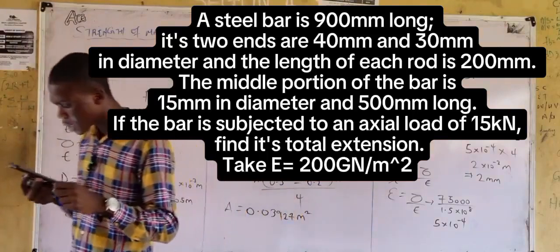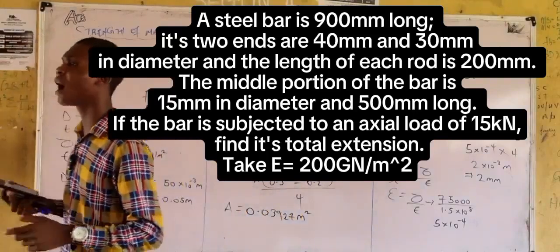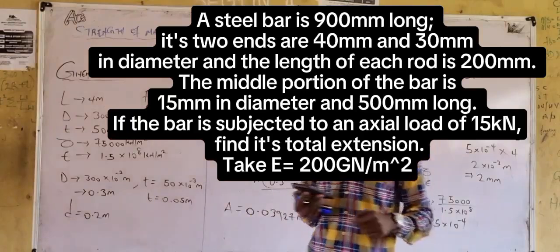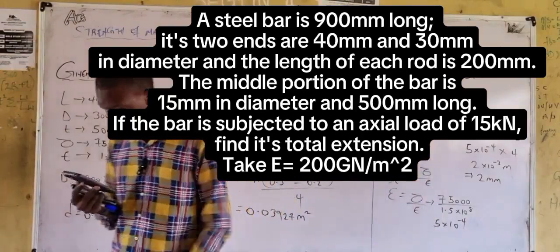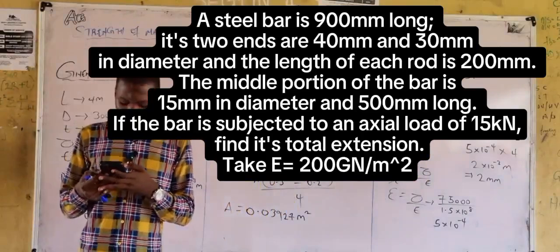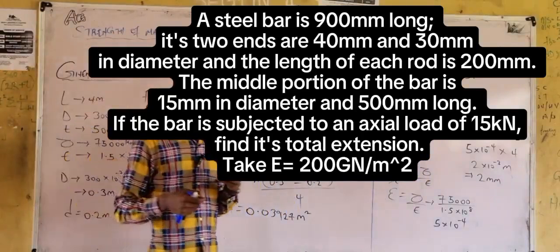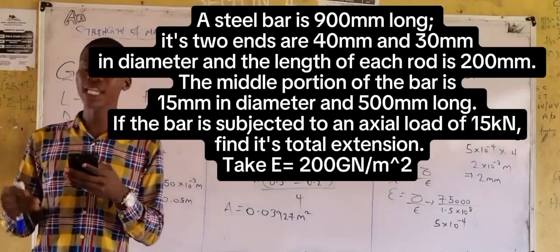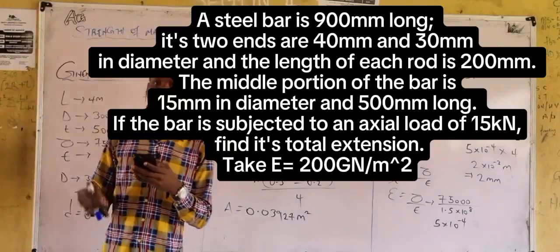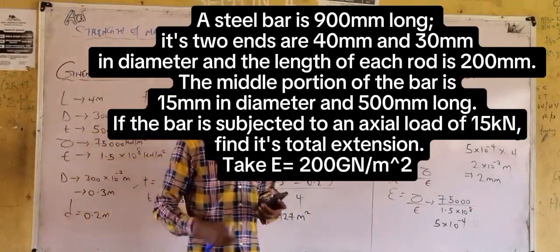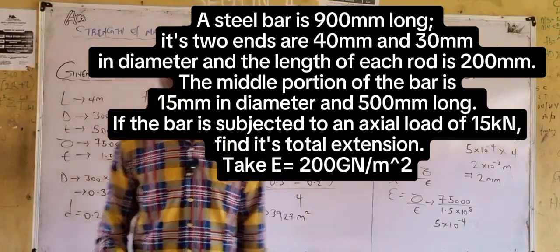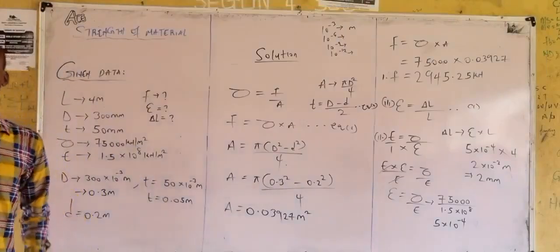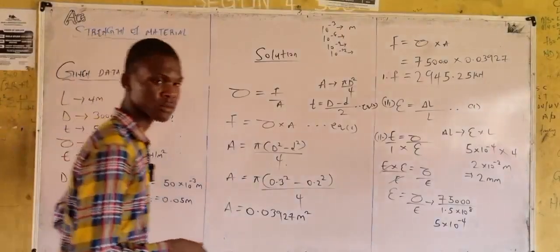The middle portion of the bar is 15 mm in diameter and 500 mm long. If the bar is subjected to an axial load of 15 kilonewton, find its total elongation.